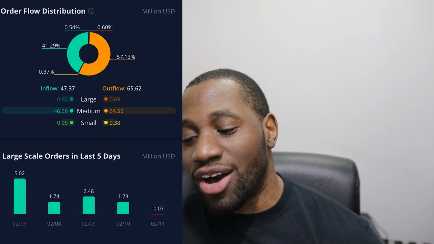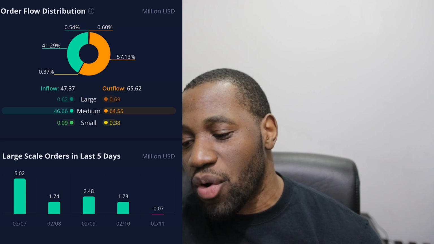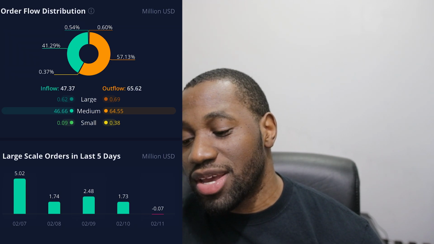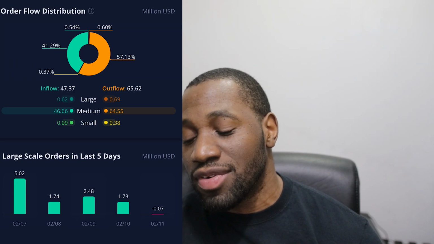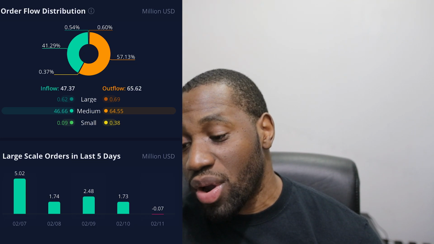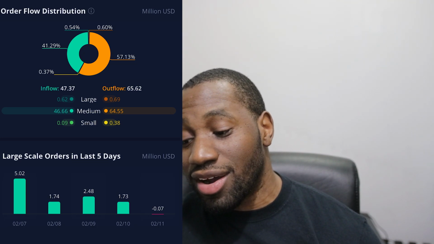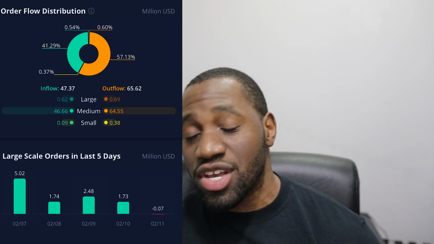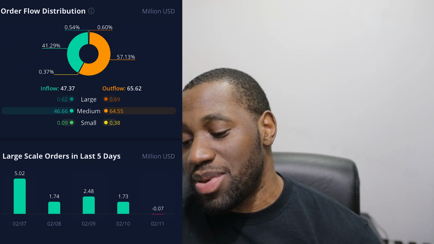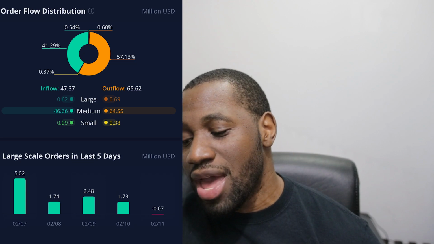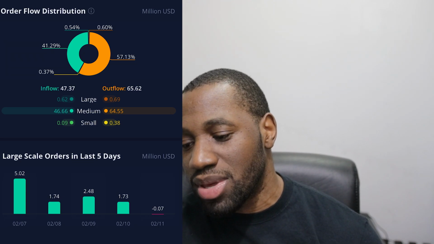When we take a look at the outflow side, you can see on the large it is 0.69, on the medium it is 64.55, and on the small it is 0.38. Taking a look at the large scale orders in the last 5 days, you can see for February the 11th it being that outflow, which is fairly small, at 0.07 million.